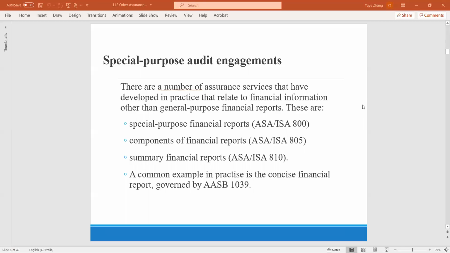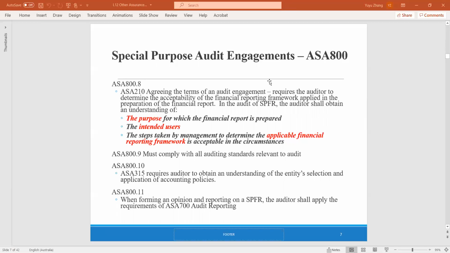So the special purpose financial statement would usually be about certain situations, for example, taxation purposes, tax reporting, bank reporting, or some special industries. Those special purpose financial statements are labeled as serving the special needs of some special parties. But as I think you probably learned from the other units.